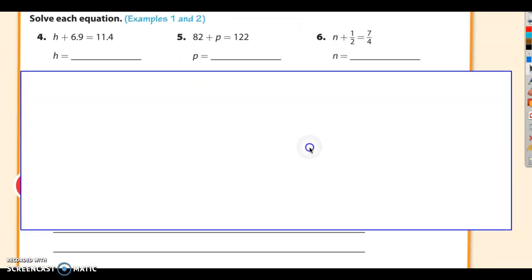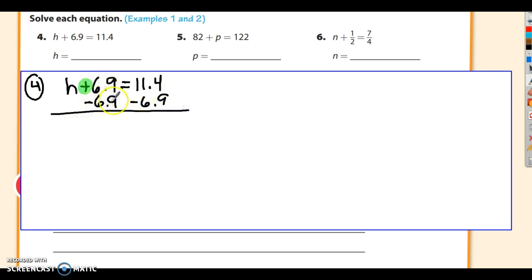Numbers 4, 5, and 6 say solve each equation. Should be able to do all these on the whiteboard. Number 4 is h plus 6.9 is equal to 11.4. Solve that by subtracting. It's an addition problem. We solve by subtracting. We immediately subtract 6.9 from both sides of the equation. 6.9 minus 6.9 is 0. That cancels, so all that's left is this h.